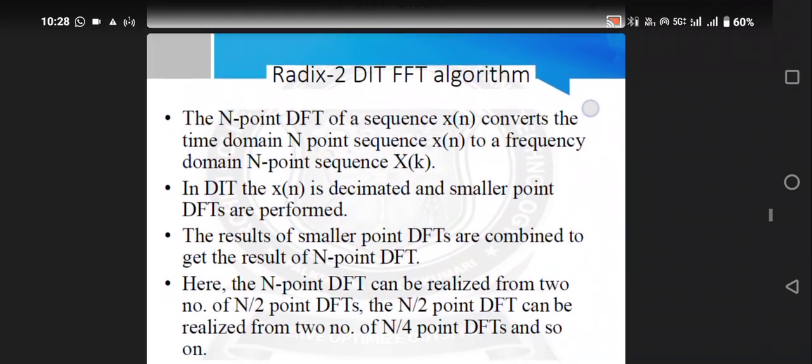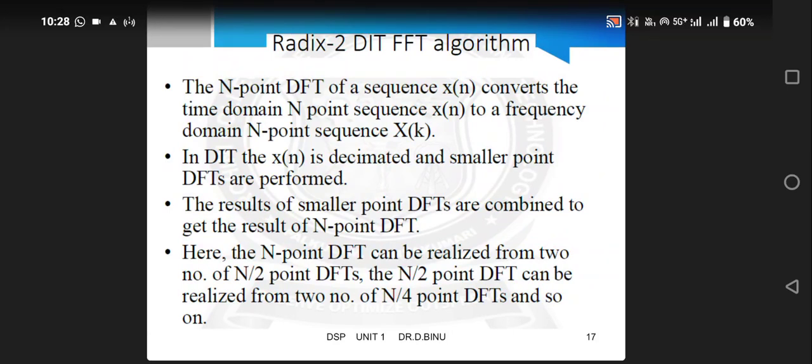Radix 2 DIT FFT algorithm. The N-point DFT of a sequence x of n converts the time domain N-point sequence x of n into the frequency domain N-point sequence X of k. In DIT, x of n is decimated and smaller point DFTs are performed. The results of the smaller point DFTs are combined to get the result of the N-point DFT. Here, the N-point DFT can be realized from two N by 2 point DFTs, and an N by 2 point DFT can be realized from two N by 4 point DFTs, and so on.